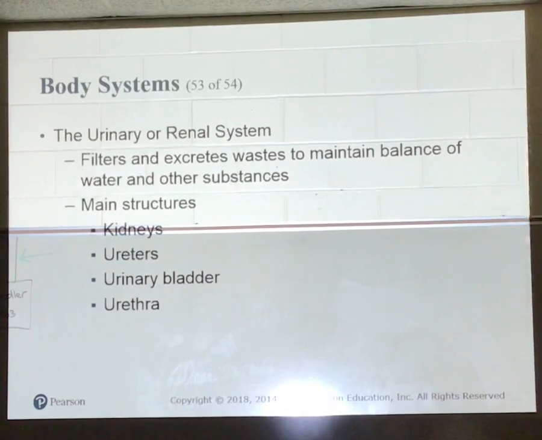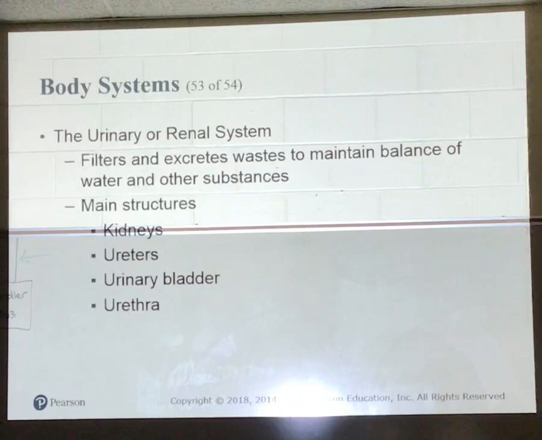The urinary system, or renal system, filters and excretes waste from the blood. It consists of 2 kidneys, which filter waste from the bloodstream and help control fluid balance. You have 2 ureters, which carry the waste from the kidneys to the bladder, 1 urinary bladder, which stores the urine prior to excretion, and 1 urethra, which carries the urine from the bladder out of the body. The kidneys also play an important role in blood pressure regulation and red blood cell production.